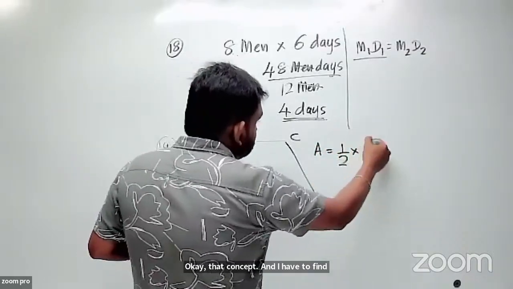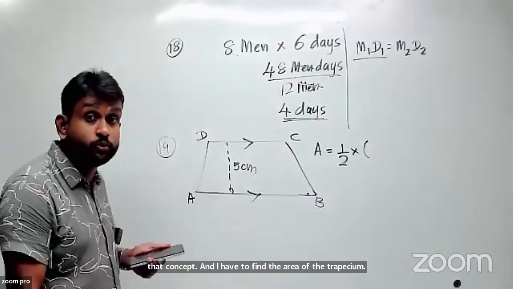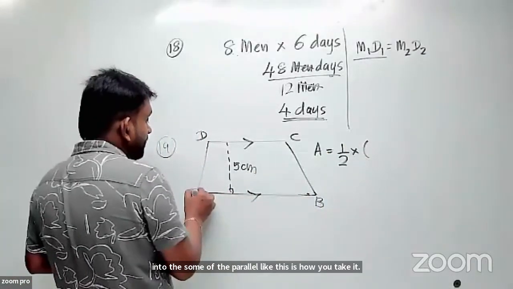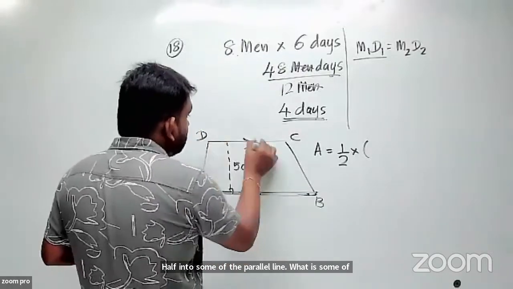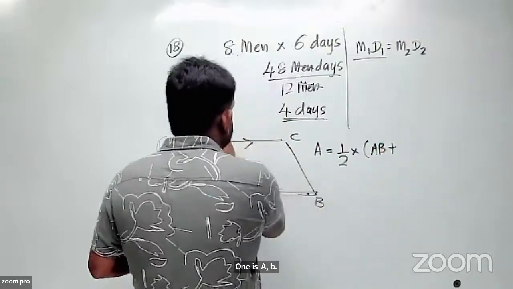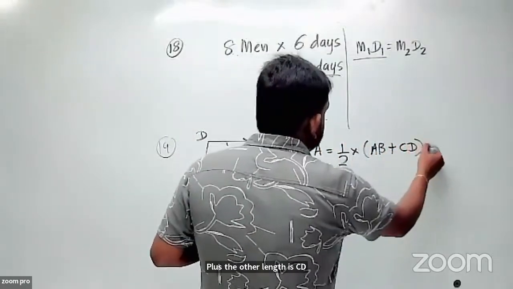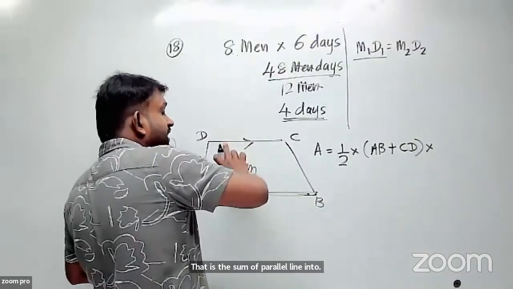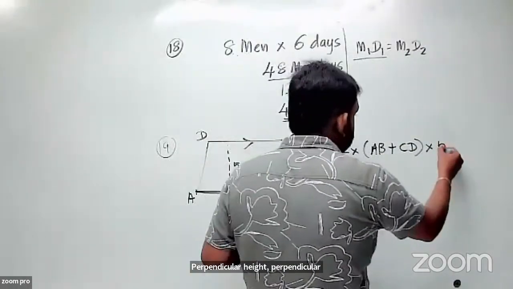First, forget that concept. The area of the trapezium is half into the sum of the parallel lines. This is how you take it. What is the sum of the parallel lines? These are the parallel lines: one is AB, and the other length is CD. That is the sum of the parallel lines, into the perpendicular height. The perpendicular height between those two parallel lines is 5 centimeters.